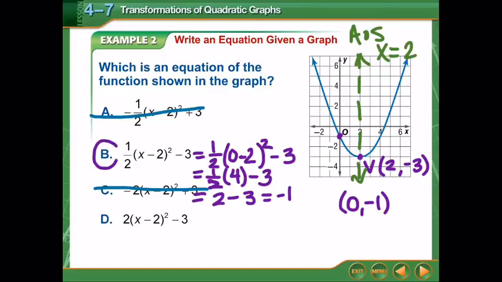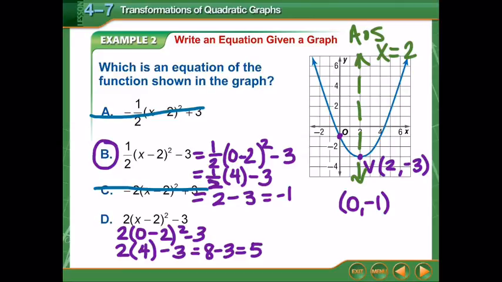So just for fun, I'm going to show you on equation D that we would not get the right answer. So for this one, if I plug in 0 for x, and I simplify, this would be 2 times 4 minus 3. We know that 2 times 4 is 8. 8 minus 3 equals 5. And I know that 5 is not equal to -1. So that's how I know that equation D is not correct also.